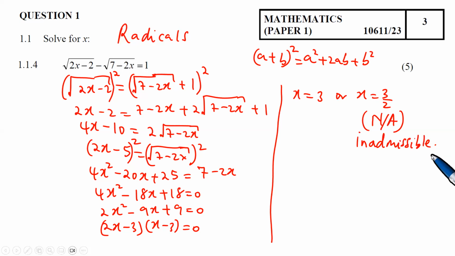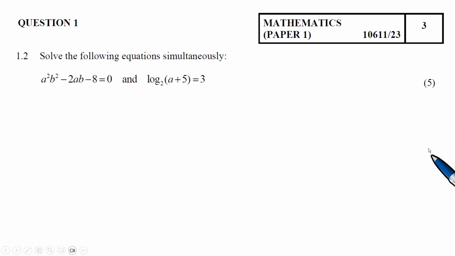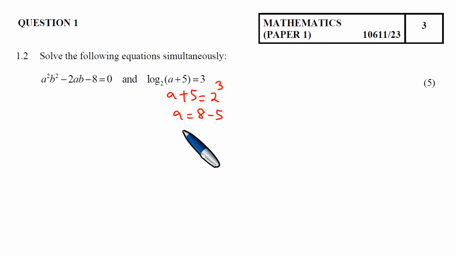Next question. We need to solve this one simultaneously, and therefore we get the answer. What is the answer to this particular one? These are simultaneous equations. To solve these simultaneous equations, first things first, we proceed as follows. This one can be solved with ease because it involves the log. So if you remove the log, you exponentiate, so it becomes 2 to the power 3, which means a is 2 to the power 3 minus 5, which is 8 minus 5. What is 8 minus 5? It is actually 3.